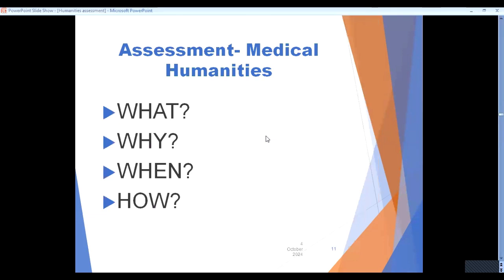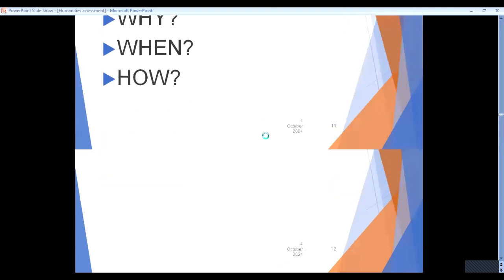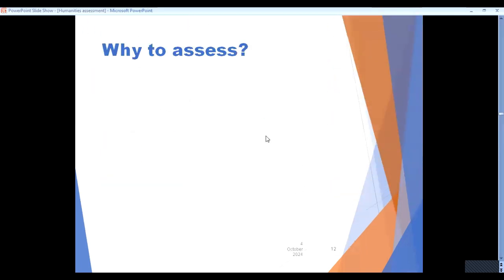Now let us try to understand the meaning of appropriate assessment methods. In this discussion, I'll be talking about what assessment means as far as medical humanities is concerned, why it is necessary, when the students should be assessed, and how the students should be assessed. Next one, please. Now, the first question is why to assess.